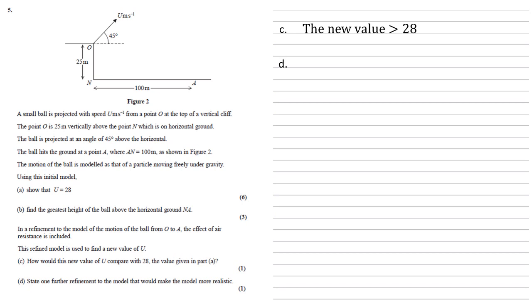For D, we need to state one further refinement of the model that would make the model more realistic. Now, there are quite a few different things you could say here. We could take the size of the ball into account, the shape of the ball, anything like that. One I usually go with, because I find it easier to remember, is to take the spin of the ball into account.